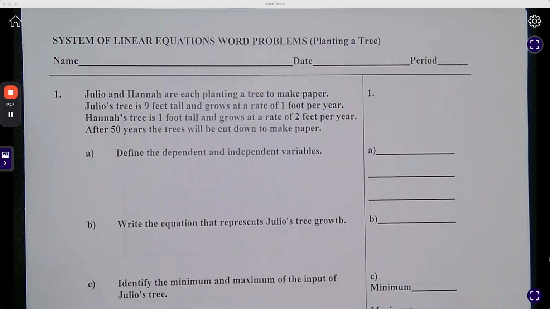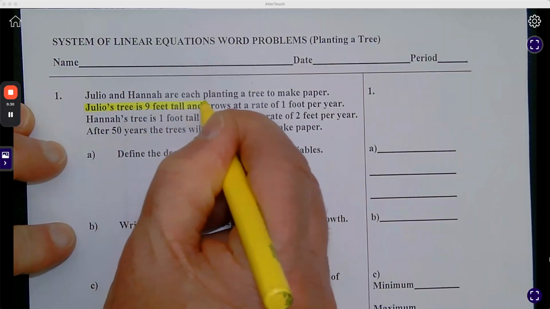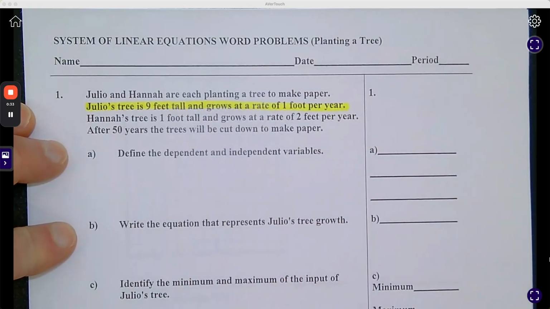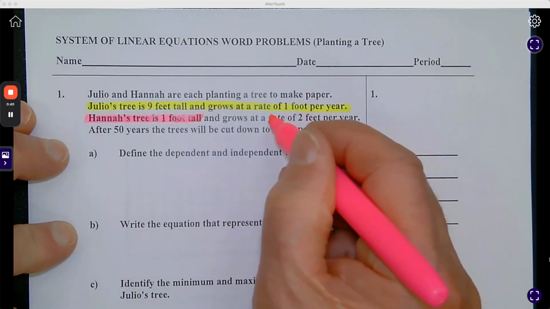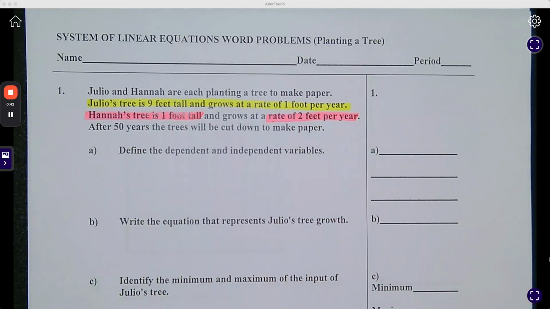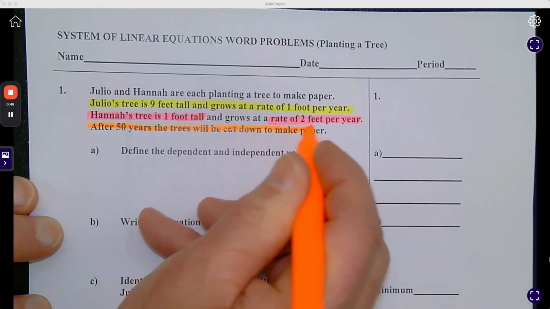All right, this is Systems of Linear Equations, Word Problems, Planting a Tree. Julio and Hannah are each planting a tree to make paper. Julio's tree is 9 feet tall and grows at a rate of 1 foot per year. I'm going to highlight that sentence because it gives me a lot of information about Julio's tree. Hannah's tree is 1 foot tall. I'm going to highlight that. And grows at a rate of 2 feet per year. After 50 years, that's important information as well, the trees will be cut down to make paper.